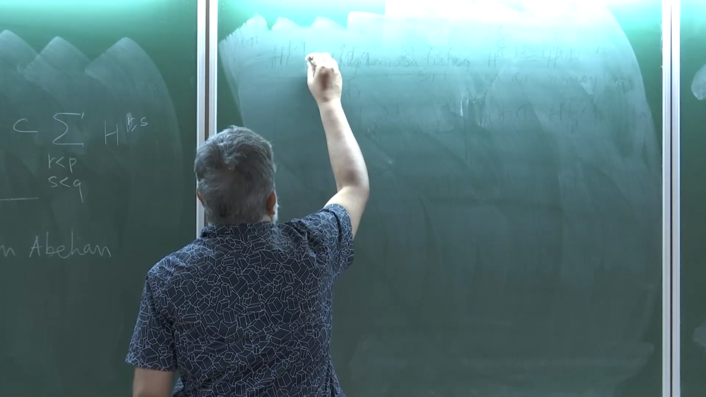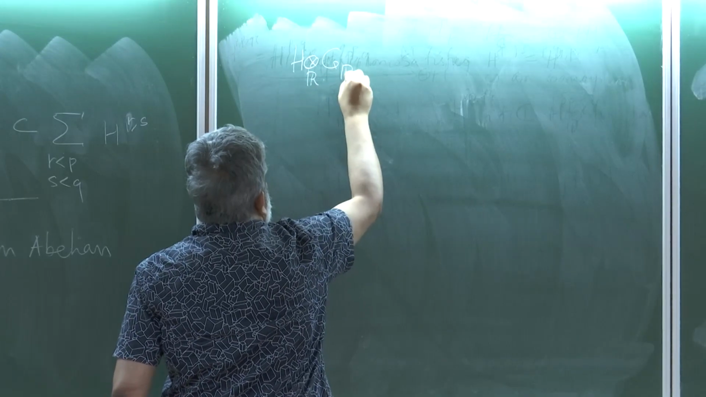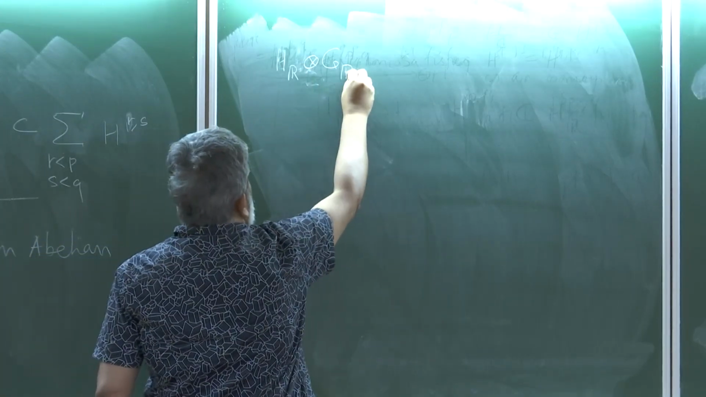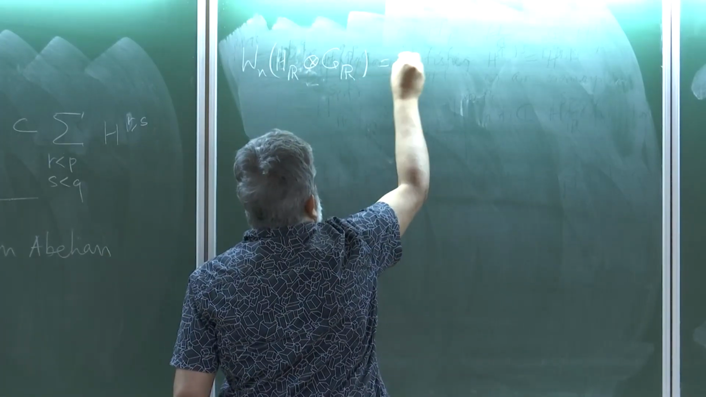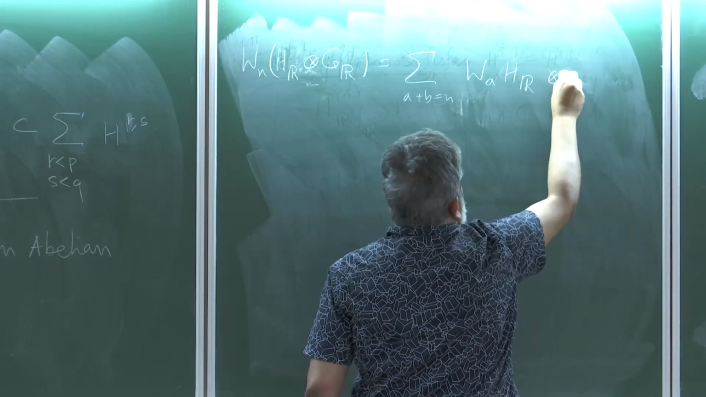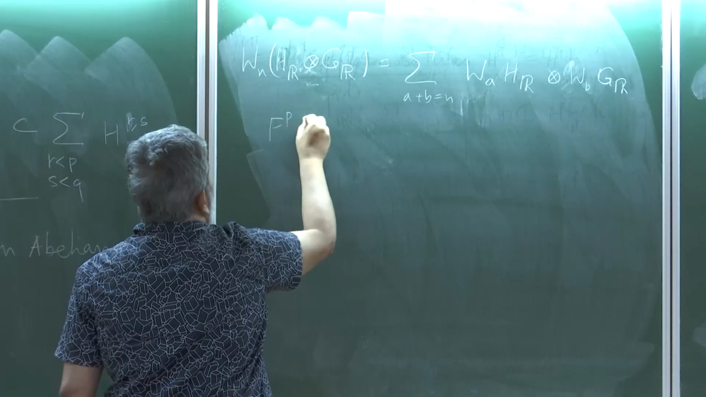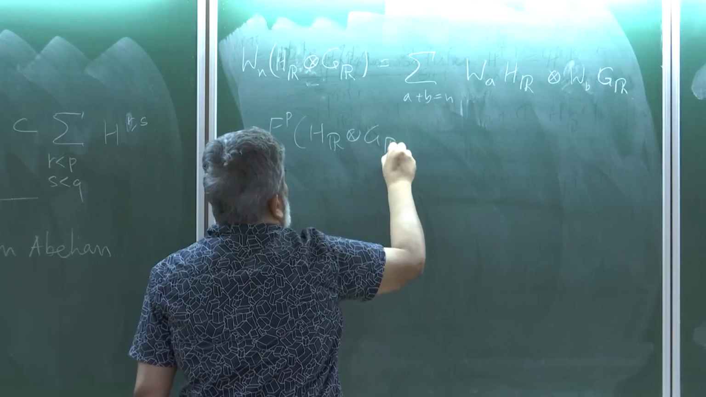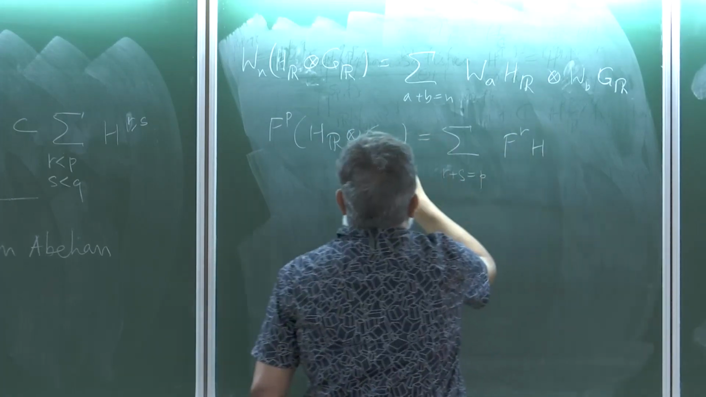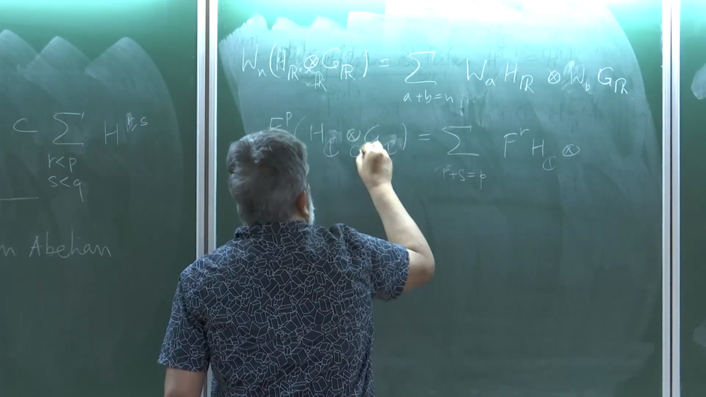So, for example, one can talk about defining a filtration on the tensor product. So if you look at H_R tensor G_R, there's a natural way to define the filtration on the tensor product, and that is to take the sum. So W_n of this is the sum over A plus B equal to N of W_A H_R tensor W_B G_R. And similarly for the Hodge filtration, F^p, except that, of course, one should be careful and write over C here and over R here.